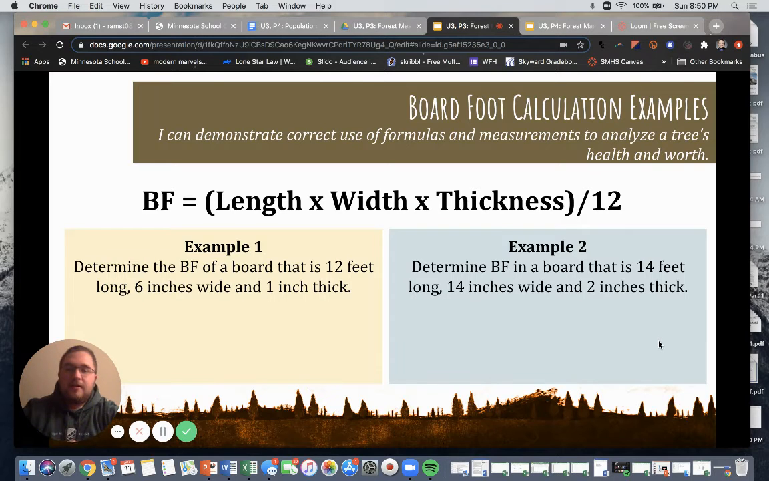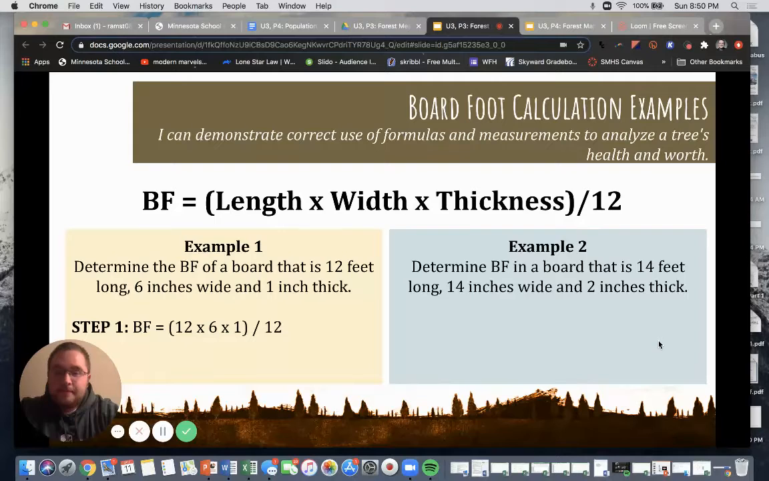If that is our formula, board feet equals length times width times thickness divided by 12, determine the board feet of a board that is 12 feet long, 6 inches wide, and 1 inch thick. Okay, so we would take 12 times 6 times 1 divided by 12. That gives us 72 divided by 12. Board feet equals 6. Now I want you to try the second one on your own.